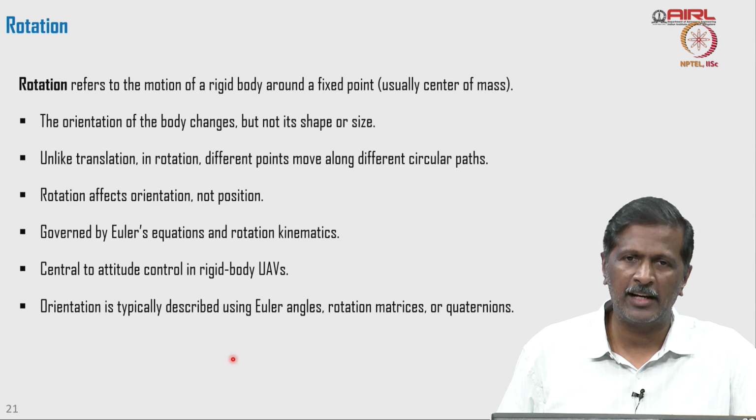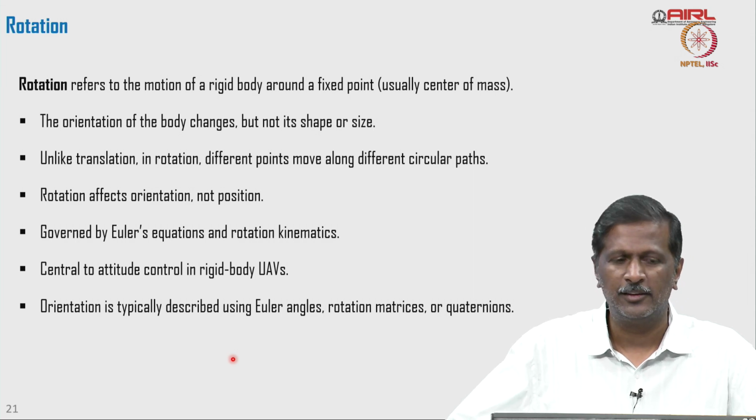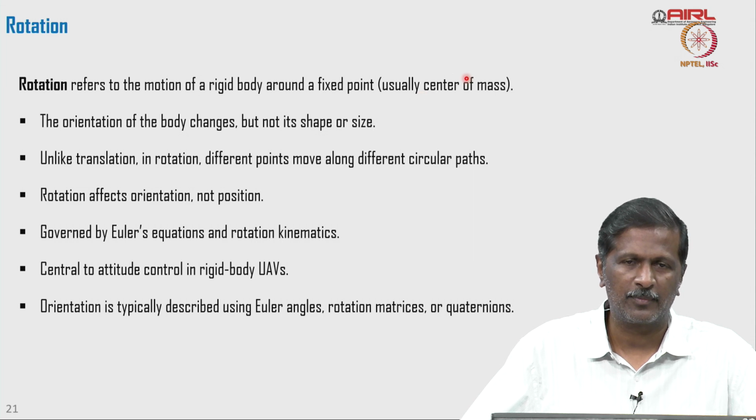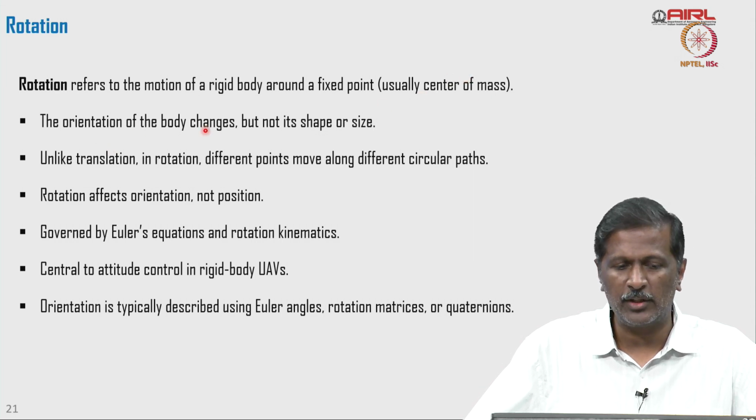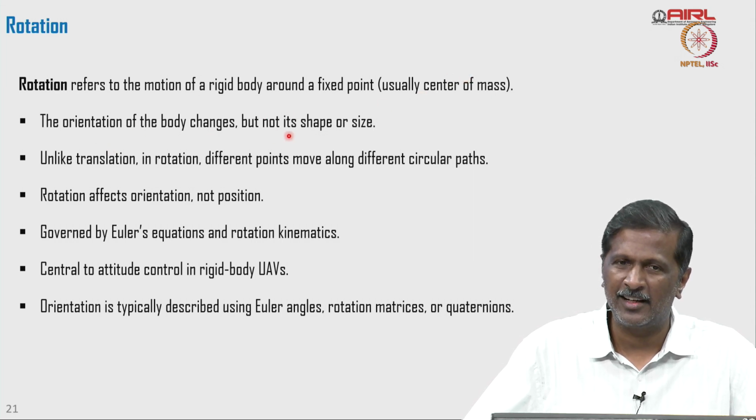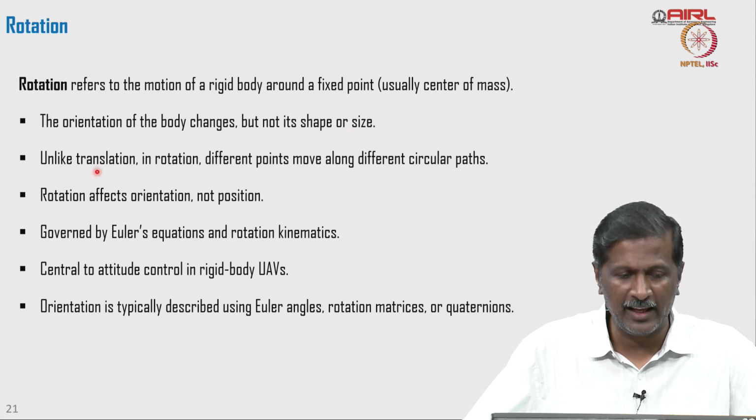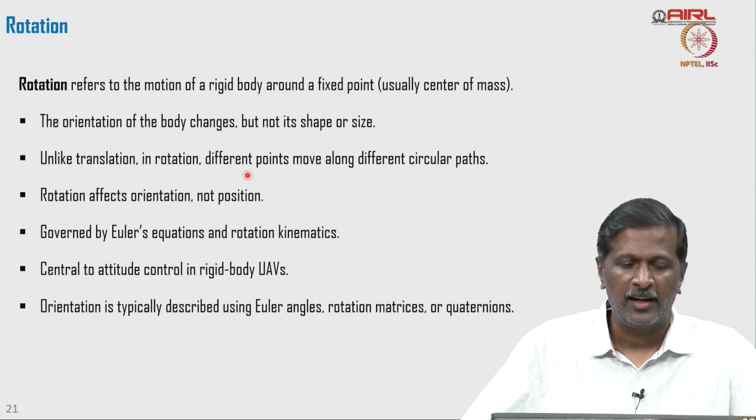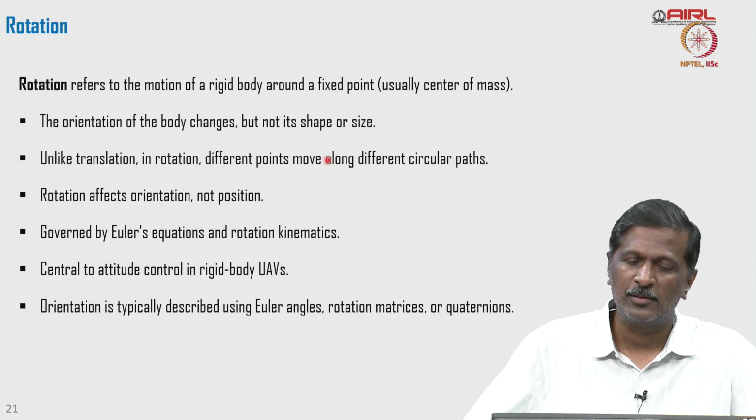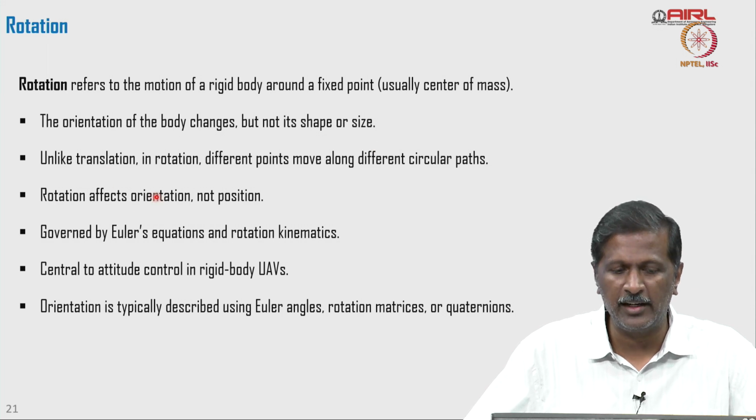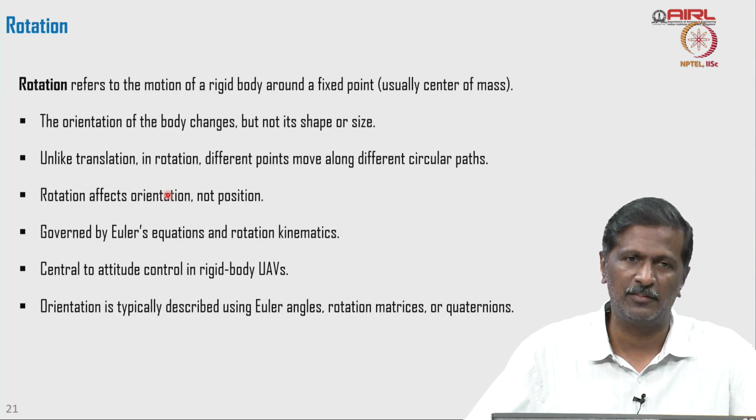Now, let us look at another important aspect, rotation. What is rotation? Rotation refers to the motion of a rigid body around a fixed point, usually at the center of mass, at the CG point. Rotation of the body does not change its shape or size because it is a rigid body. Unlike translation, in rotation different points move along different circular paths. Rotation affects the orientation of the vehicle, but not its position.